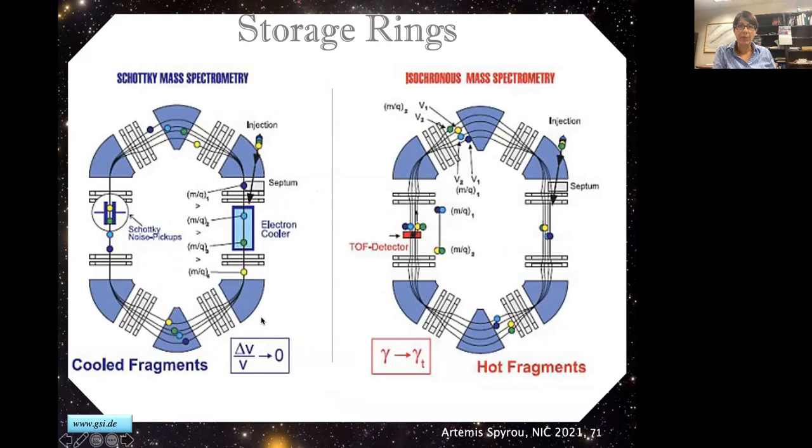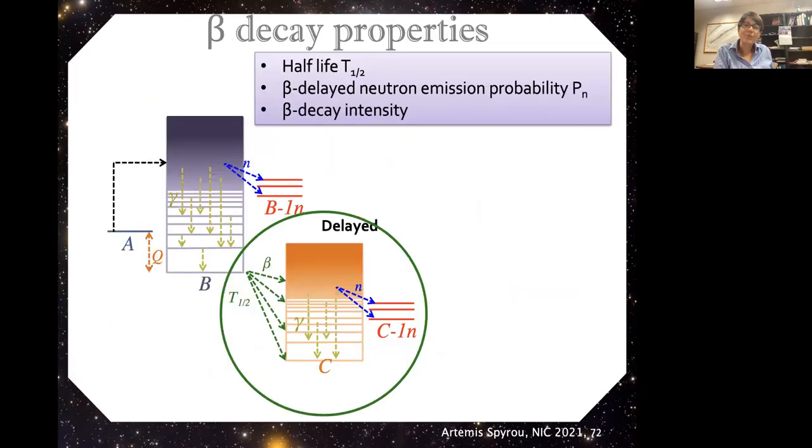Storage rings have been used a lot in mass measurements, and depending on the accuracy you want, you can use two different ways. You can use what's called the Schottky mass measurement or the asynchronous mass measurement. And again, one way gives you a much better accuracy than the other. I'm not going to go into details here. I'm just mentioning it so that we have an idea that this exists, and we can discuss it more when we meet.